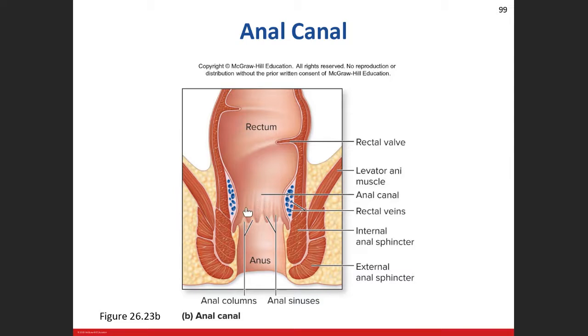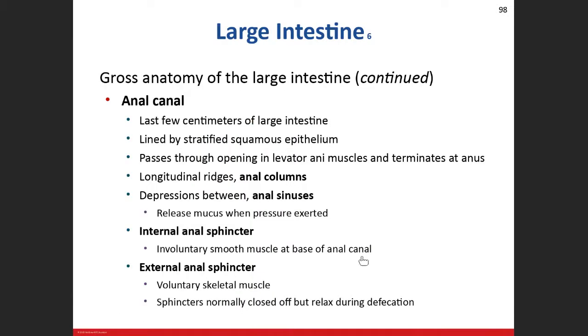Okay, like I said, you can never have too much mucus, especially in the digestive tract. Again, that allows for the ease of the passage of the feces out of the rectum when you have to defecate. So we'll see there in the anal sinuses lots of mucus being released.